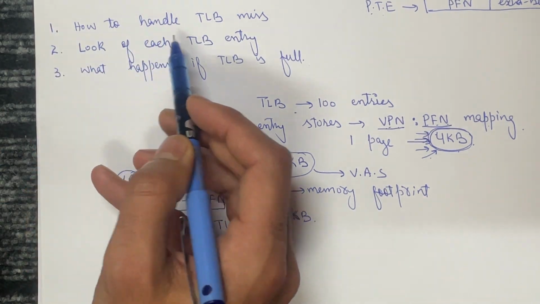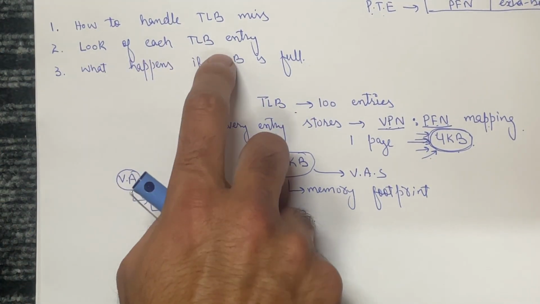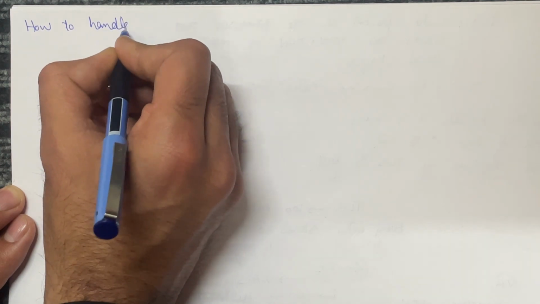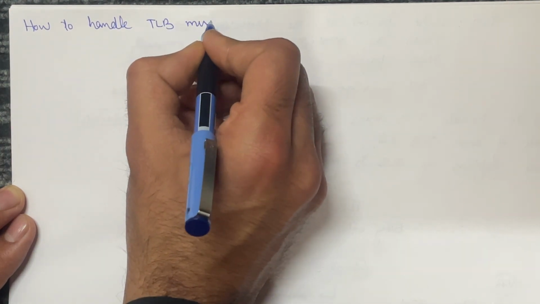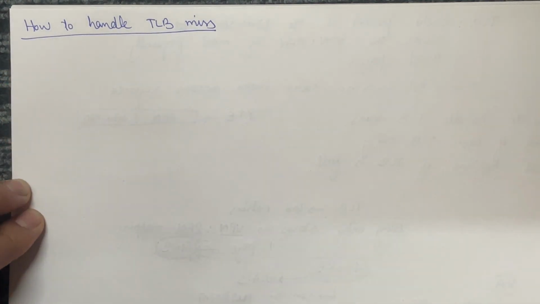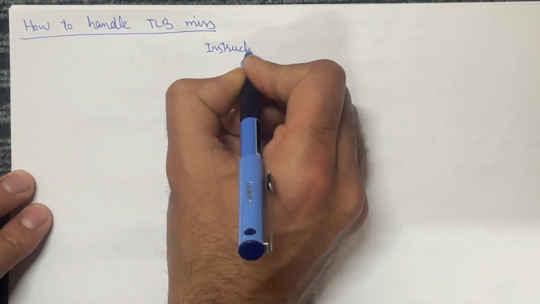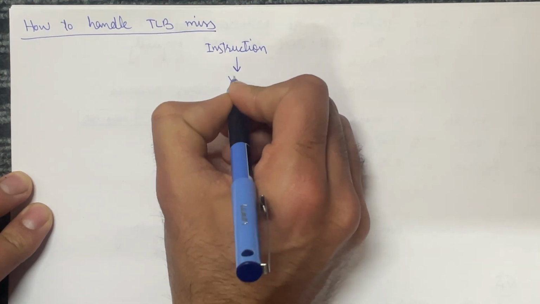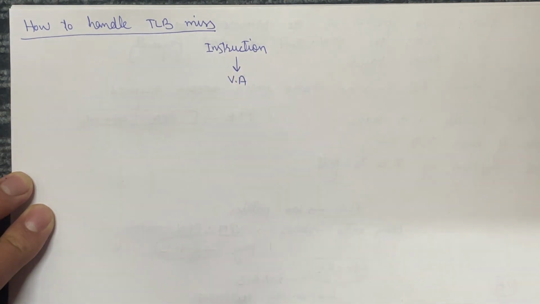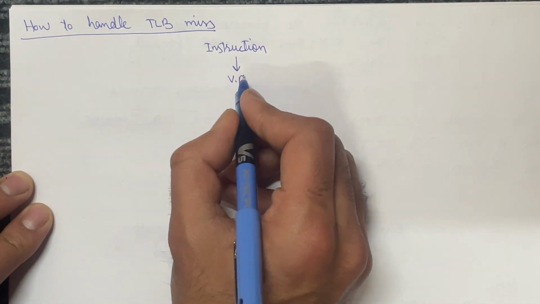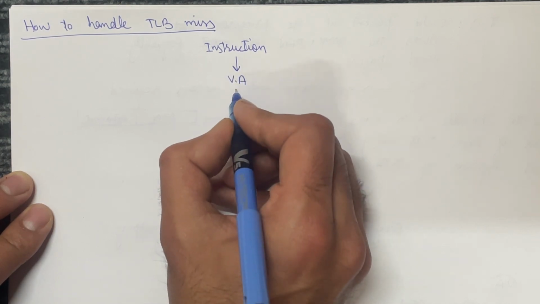Now we will see how we can handle the TLB miss, what each TLB entry looks like, and what happens if the TLB is full. Okay, so let's see how to handle a miss. Handling a TLB miss means that some instruction was running, and this instruction generated a virtual address, so it was trying to access some address. Now the MMU has to convert this virtual address into a physical address. So it goes to the MMU.